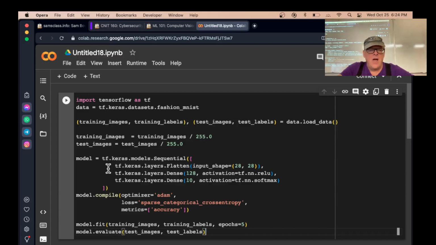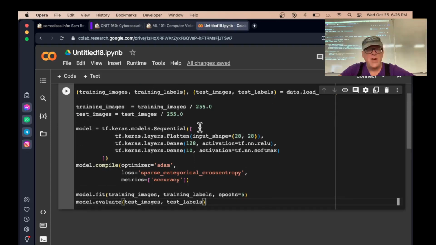So here I define the training images and training labels, test images and test labels by loading the data, which is included in the library because this is a standard machine learning task to practice on. And then the original images have integer values of each pixel going from 0 to 255. But in machine learning, you usually like to normalize everything so it goes from 0 to 1. So we divide it by 255 to make these have the standard expected size of variation.